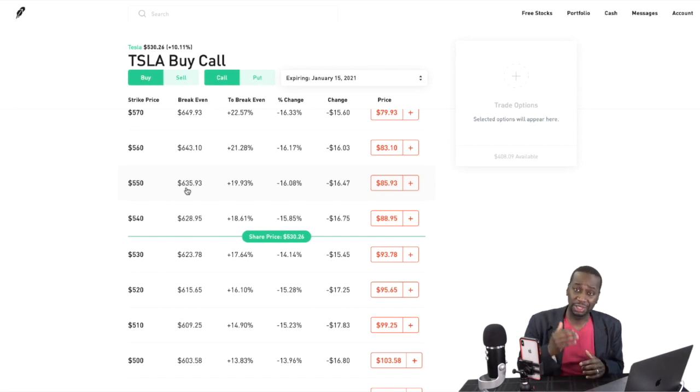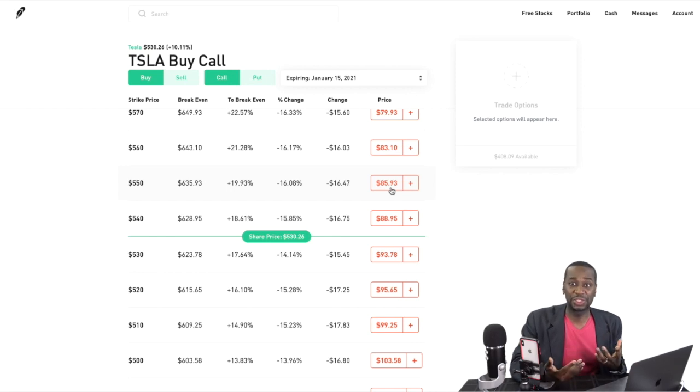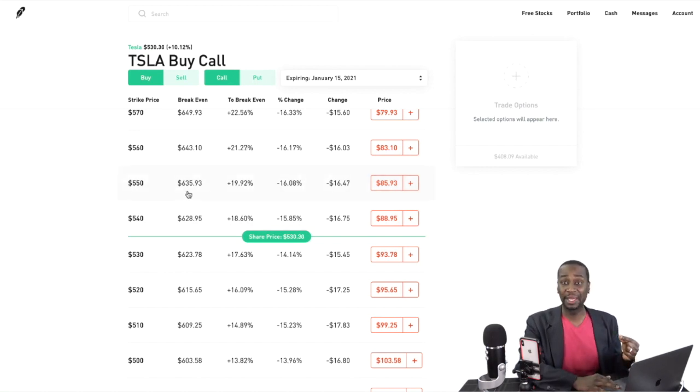Not necessarily true. If the stock moves higher, this option will gain in value. So something you paid $85.93 for may be able to be sold for $100 if Tesla moves $10 or $20 tomorrow. So you could technically sell it early and get out, but they're saying at the minimum, if you hold this all the way to expiration, you're going to need the stock to be at $635.93 to break even. If you are a percentage type person and you want to know how much the stock has to move, it has to move 19.92%, or almost 20%, for you to break even.